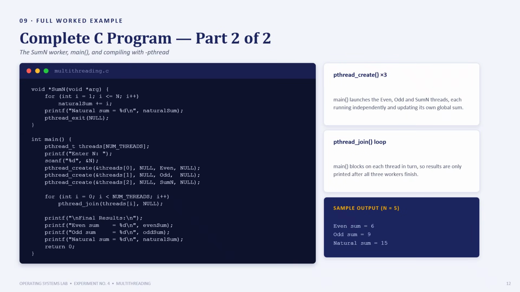If we enter n as 5, even sum will be 6, that is 2 plus 4. Odd sum will be 9, that is 1 plus 3 plus 5. And the natural sum will be 15, that is 1 plus 2 plus 3 plus 4 plus 5. Please try this program yourself and check your output matches this.